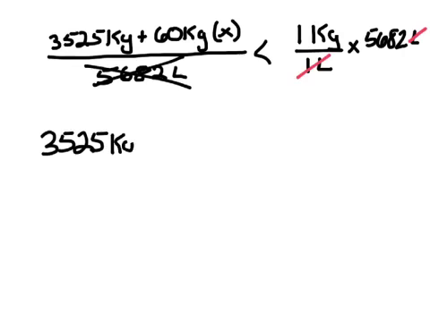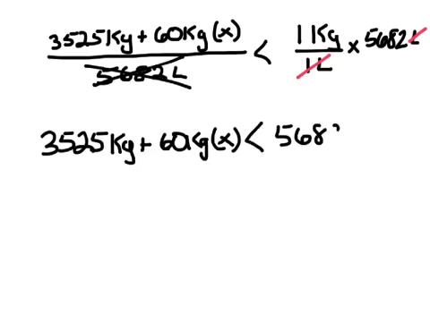3,525 kilograms plus 60 kilograms times x is less than 5,682 kilograms, because liters canceled out. So we've gotten rid of the liters. All we're left with is kilograms. That's great. So all we're doing now is working in kilograms, and that's perfect, so we don't have to worry about canceling out any other units.